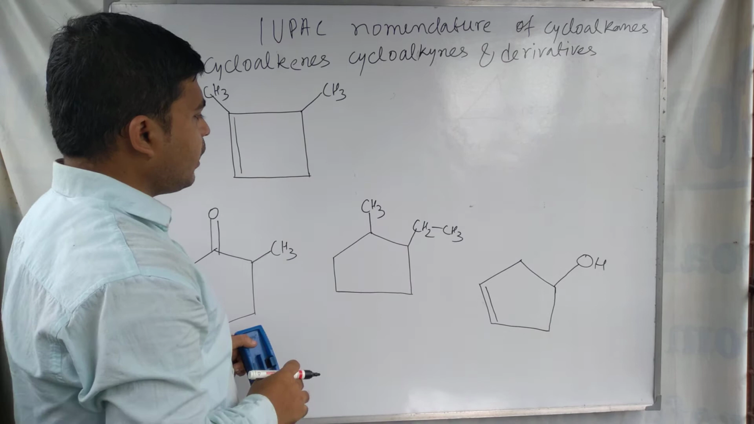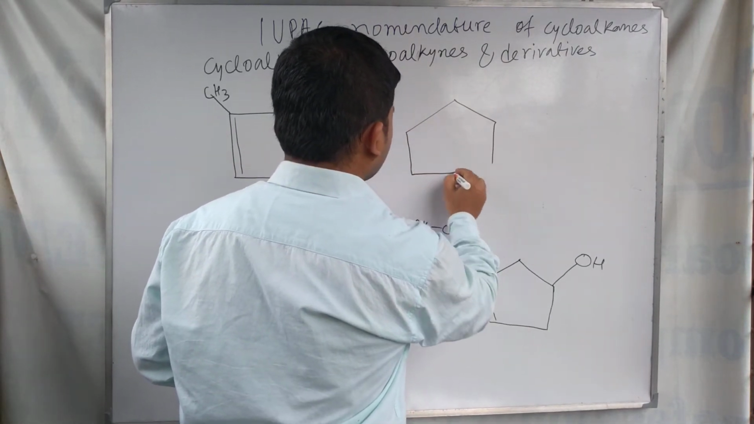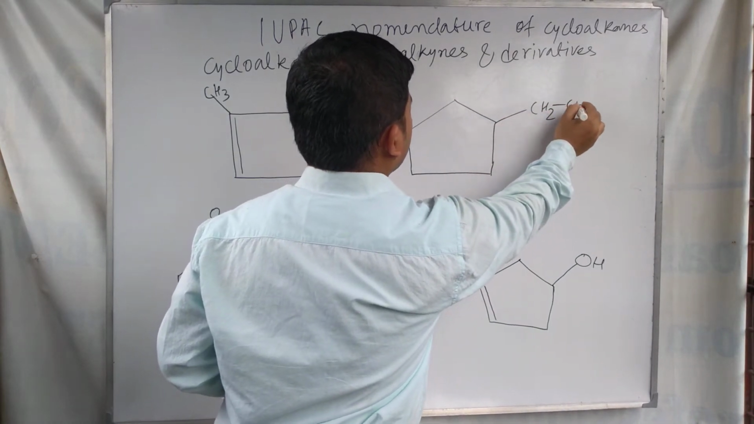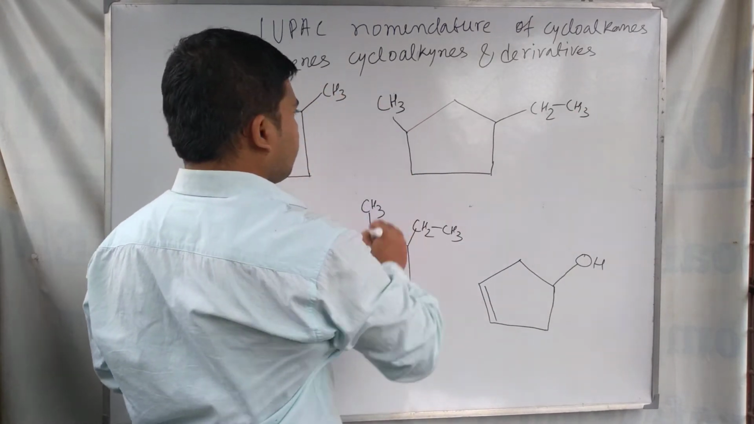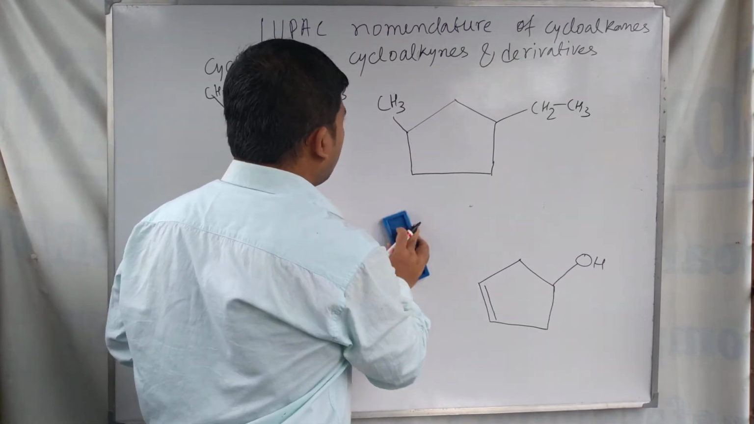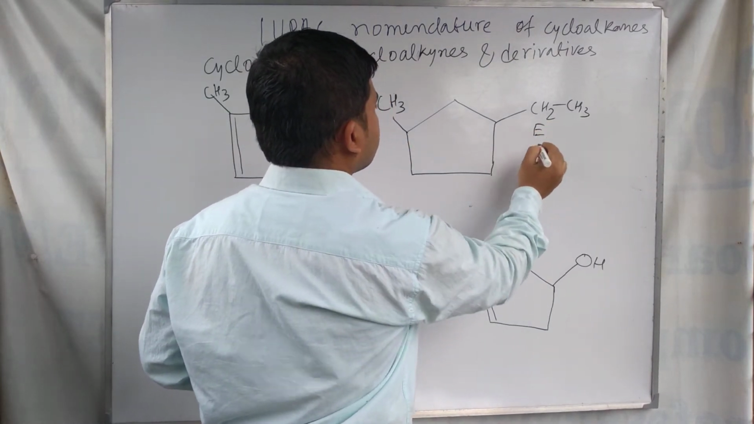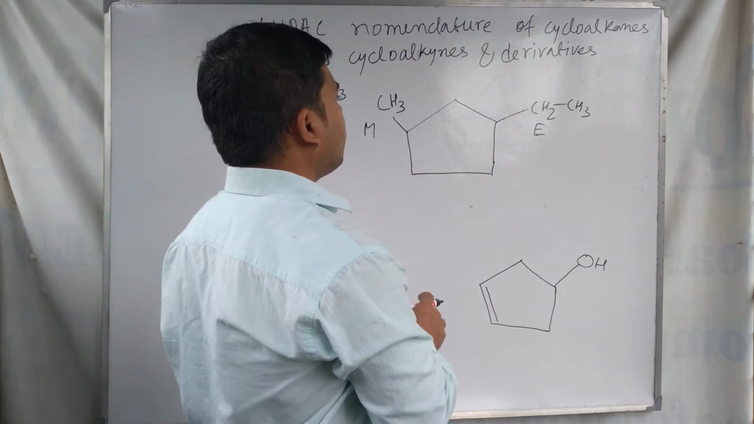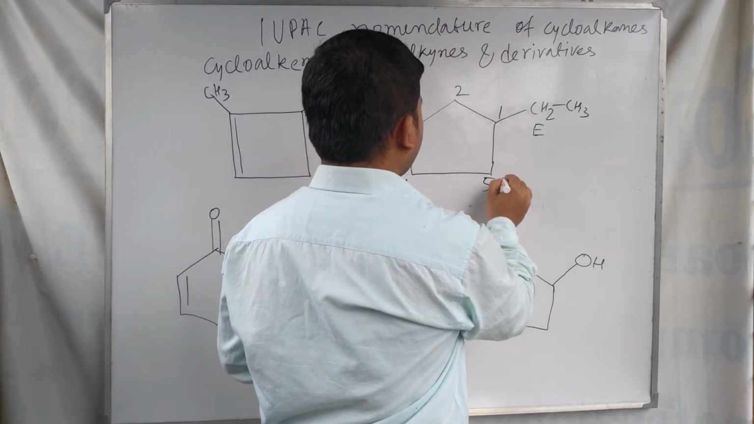Similarly, we can write the name of this molecule where one position is occupied by an ethyl substituent and another position is occupied by a methyl substituent. For this compound, we have to number it. Methyl means M and ethyl means E. Between the ethyl group and the methyl group, the ethyl group is numbered first, since E comes first alphabetically, and then 4, 5.